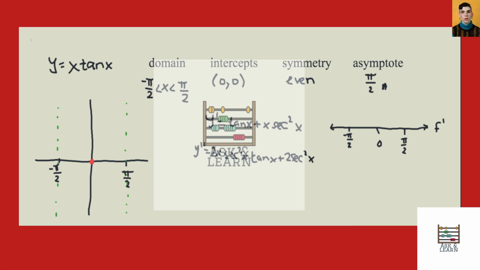All right, so now if we test points here into the first derivative, anything between negative pi over 2 and 0, it's going to be negative and therefore decreasing. Anything between 0 and pi over 2 is going to be increasing. So that's our first derivative test.